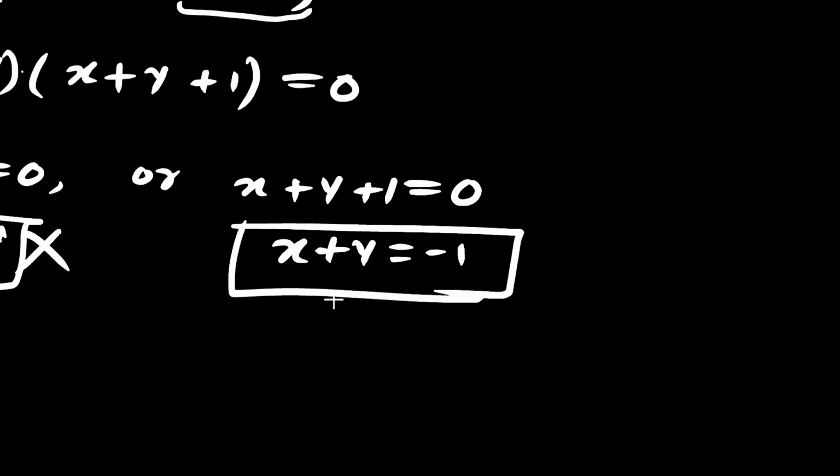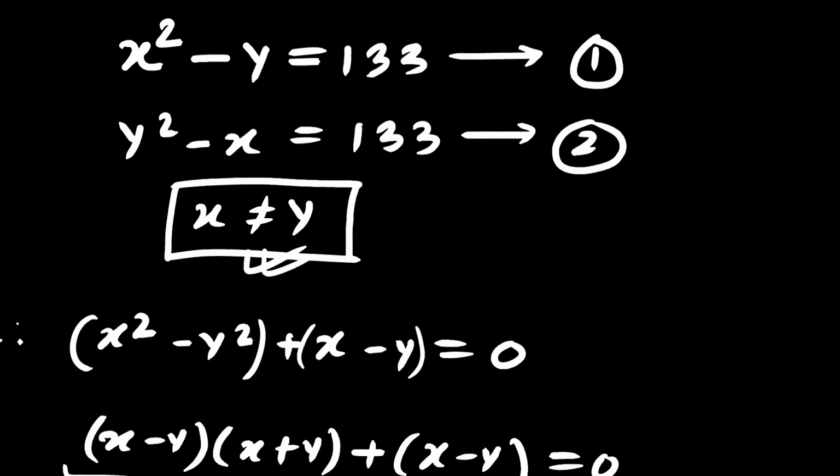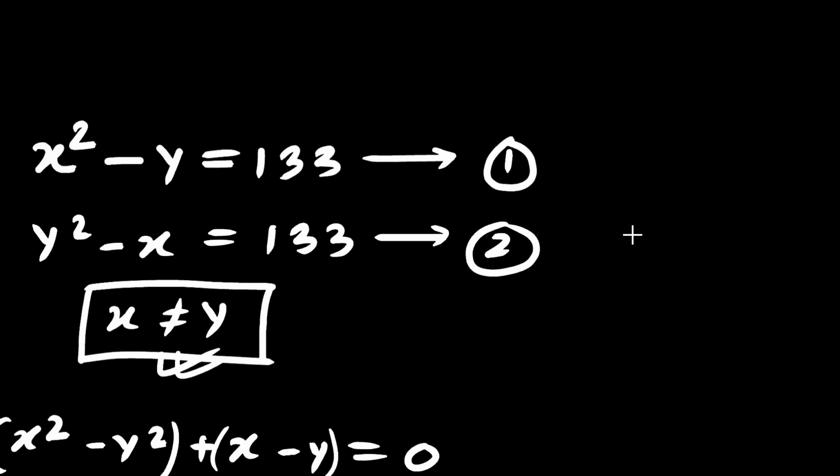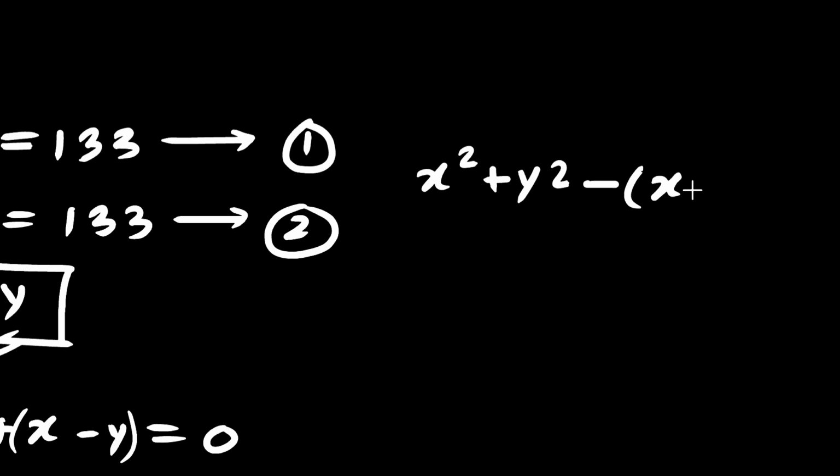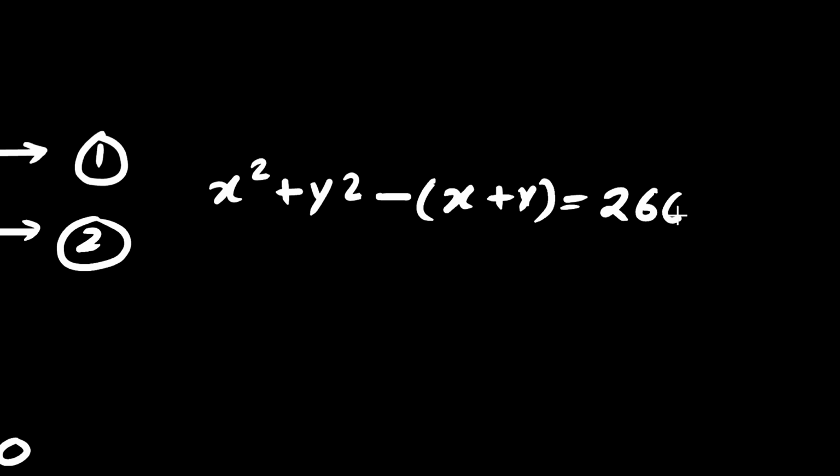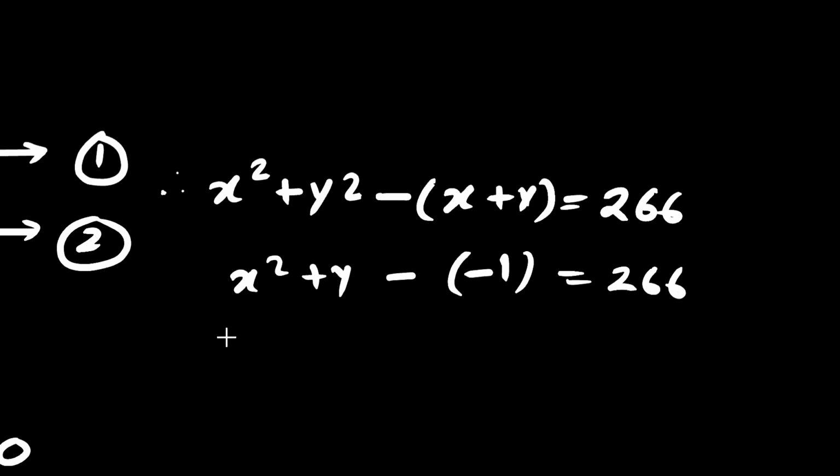Now let's add the original two equations. On the left-hand side, we get x squared plus y squared minus the quantity x plus y. And on the right-hand side, we get 266. Since we already know that x plus y equals -1, we substitute that value. Be careful with the signs here.